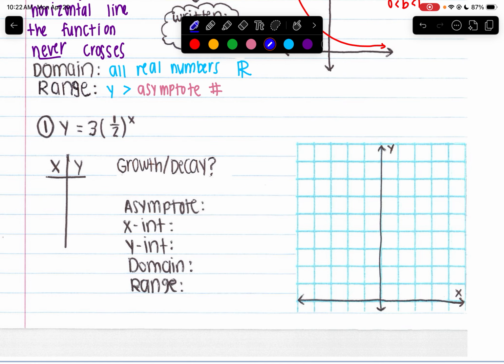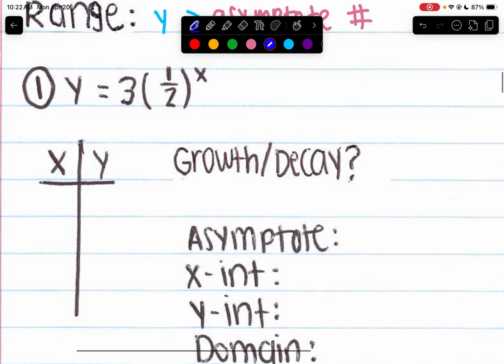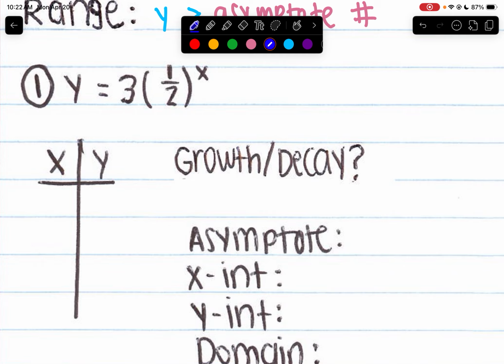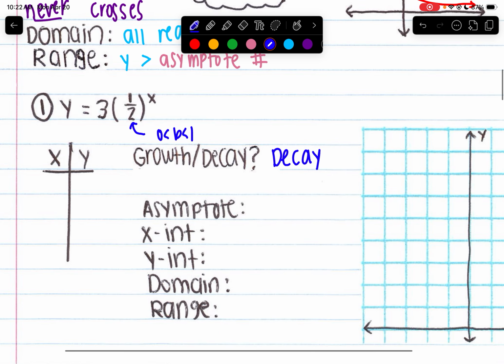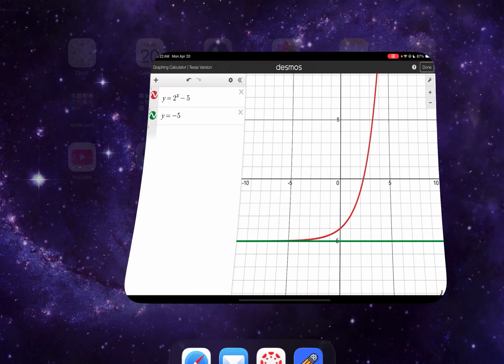Here we're given an equation, y equals 3 times 1/2 to the power of x. We know for a fact that this is a decay. The reason we know this is because of this b value here. It is in between 0 and 1, and because of that, we know that's going to be a decay graph, without even having to graph it. So I'm going to go into Desmos and plot that.